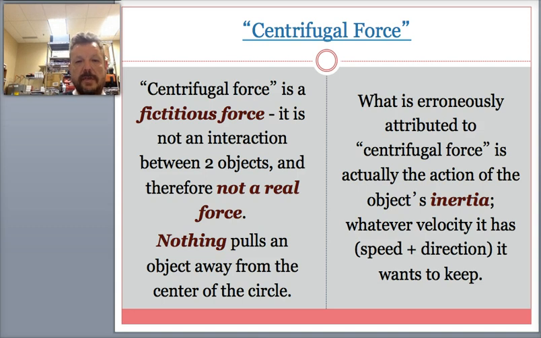Centrifugal force is a fictitious force. It is not an interaction between two objects and therefore not a real force. Nothing pulls an object away from the center of the circle. What is erroneously attributed to centrifugal force is actually the action of the object's inertia. Whatever velocity it has, it wants to keep.